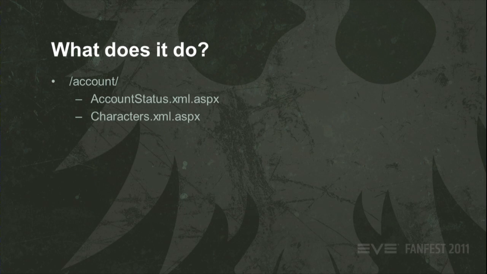And then we recently added ways of getting your account status, so you can see how long you paid for your account. So when you're about to run out, your third-party application can actually say, hey, you need to apply a PLEX or something like that. Otherwise, you're just not going to be able to log in. It's really nice when you use PLEX. And then one you're going to be seeing in just a little bit is the characters page, which is a way of getting a list of all characters on your account.